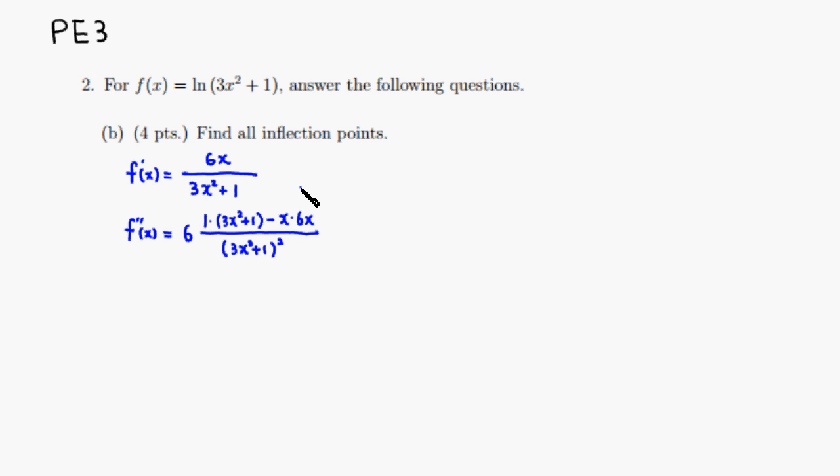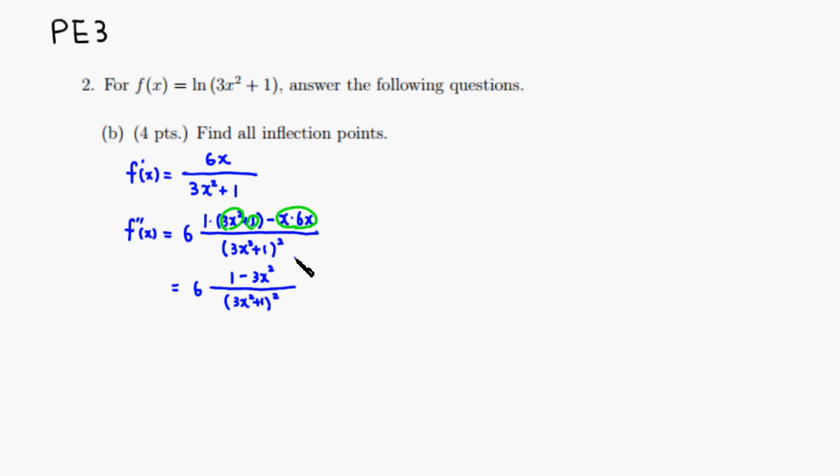Then if you simplify this, we'll get this. So 6 is already there. Then we have 1, so I put 1, that takes care of this part. Then combining positive 3x squared and minus 6x squared, it's going to be negative 3x squared. The denominator is exactly the same, so I'll just copy that, (3x squared plus 1) squared.